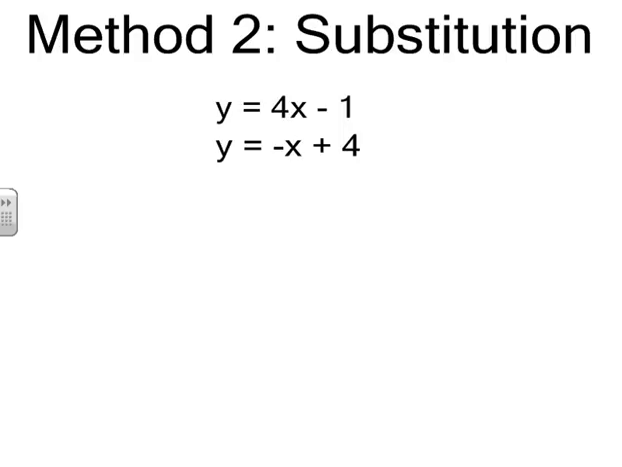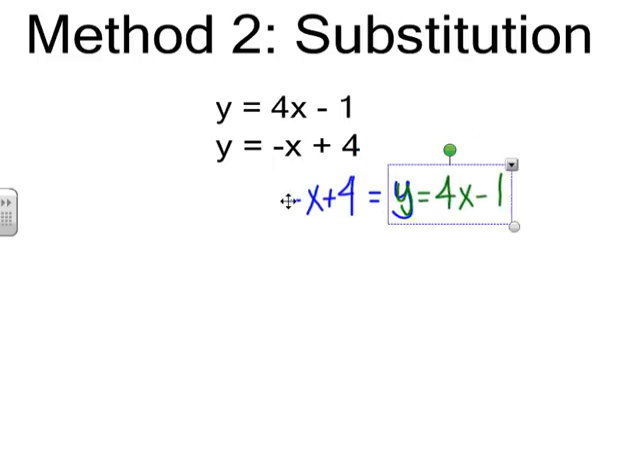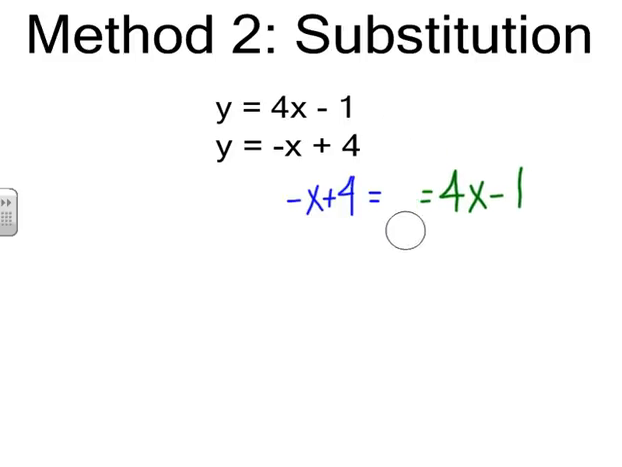Next, we're going to look at how to solve the same system using substitution. When I do this, I'm going to rewrite my second equation as -x plus 4 equals y. I haven't changed anything, I just reversed the order. And then I'll rewrite the first one the same way it is. Now this is just to show you that I can overlap my y values. And when I do that, I can actually eliminate that middle piece. So now I have the equation -x plus 4 equals 4x minus 1.